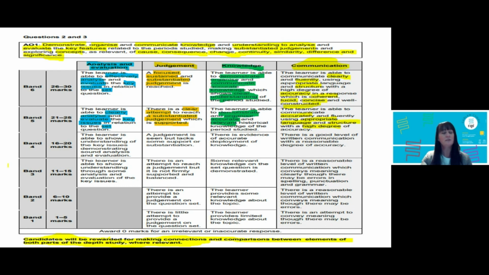There's a little point at the bottom I just want to draw your attention to. It says candidates will be rewarded for making connections and comparisons between elements of both parts of the depth study where relevant. So that basically means if you're making a point where you could bring in some year 12 knowledge into your essay, then you are able to do so if it is relating to the point that you are making.